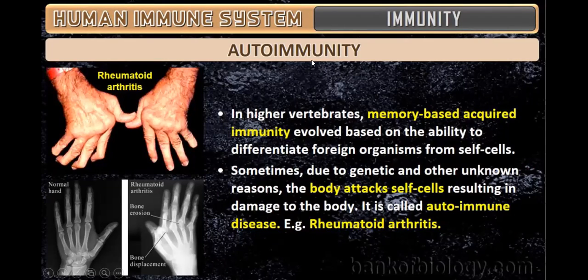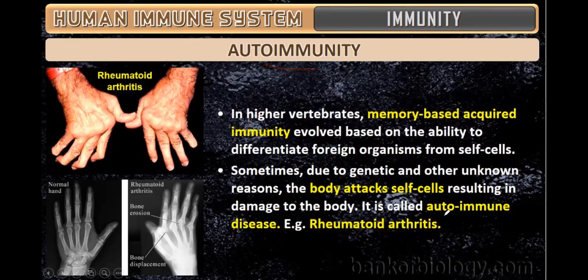Then autoimmunity. In higher vertebrates, like human beings, memory-based acquired immunity evolved based on the ability to differentiate foreign organisms from self-cells. What is foreign and what is self? Sometimes, due to genetic and other unknown reasons, the body attacks self-cells, resulting in damage to the body. It is called autoimmune disease. So this is normal. Sometimes the body starts damaging its own body parts. So that is called autoimmunity.